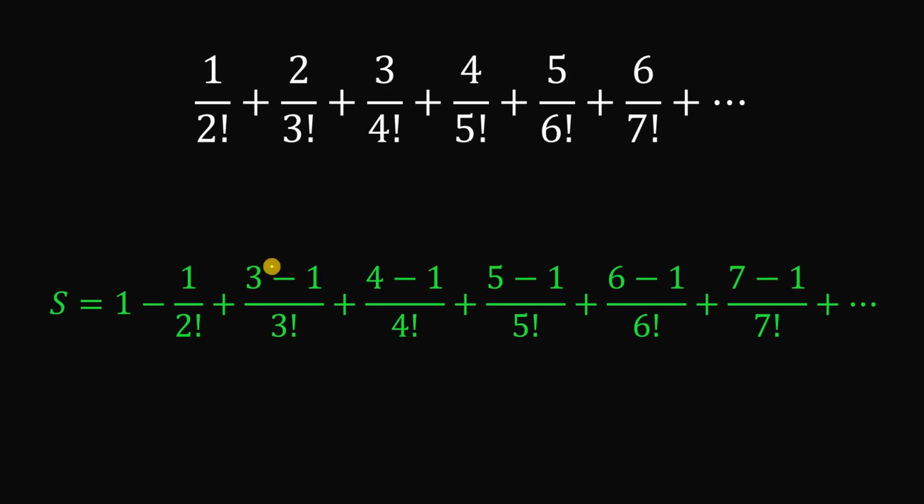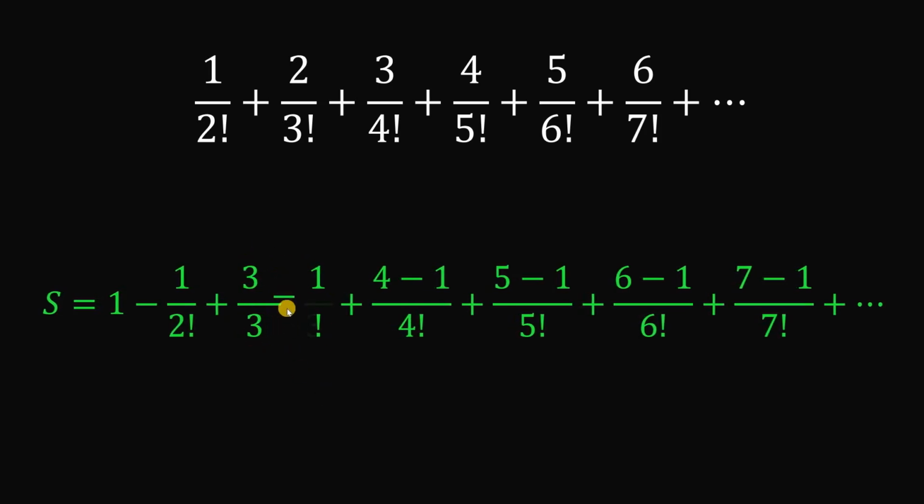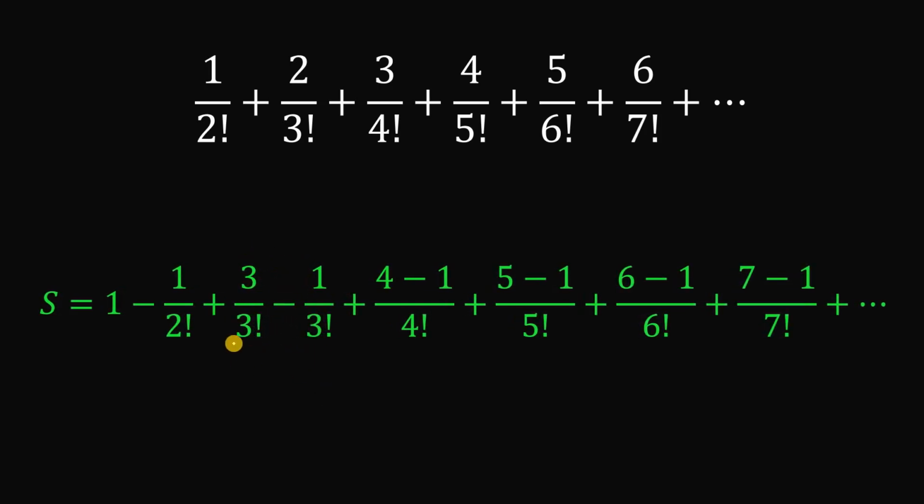Alright, that's fine. Now, how about 3 minus 1 over 3 factorial? We can rewrite this as 3 over 3 factorial minus 1 over 3 factorial. We know 3 factorial is 3 times 2 times 1, so we can eliminate the 3 in the numerator and the 3 in the denominator. So this is just 1 over 2 factorial.